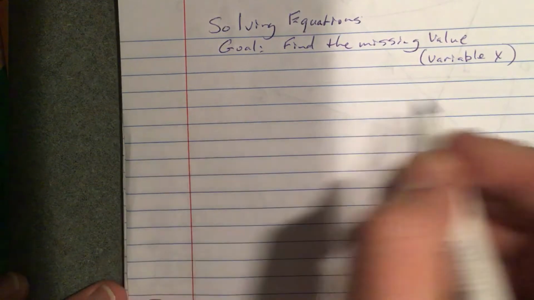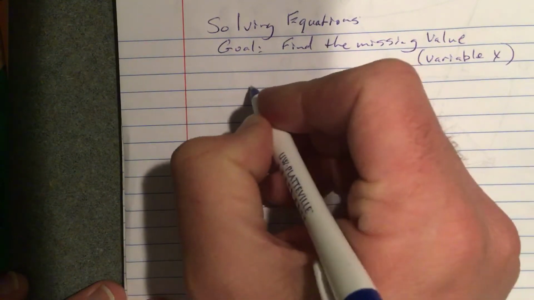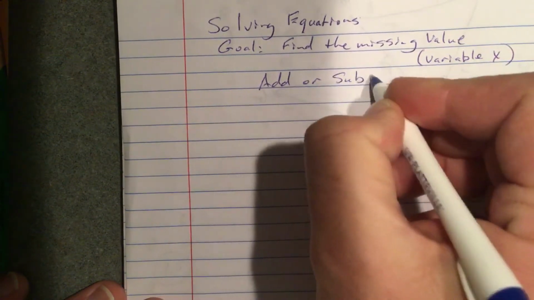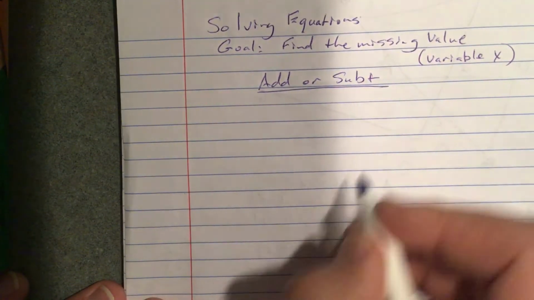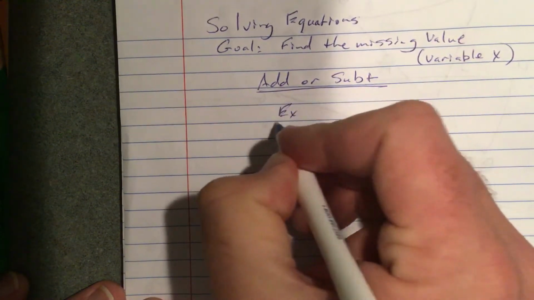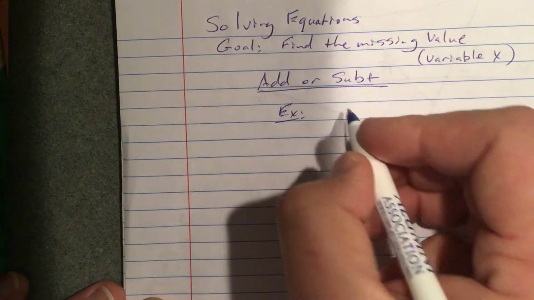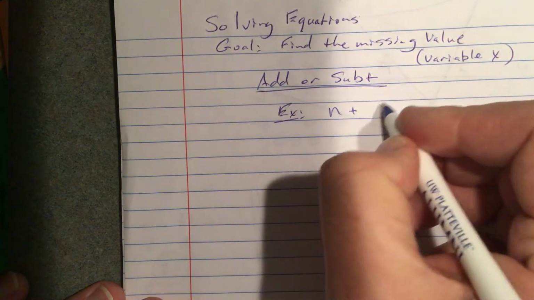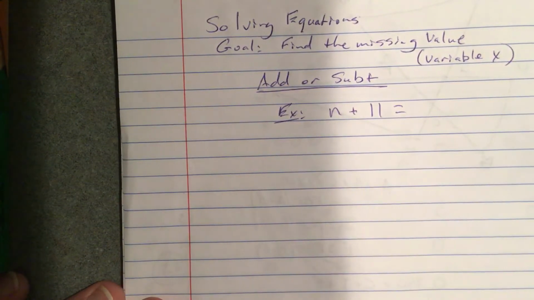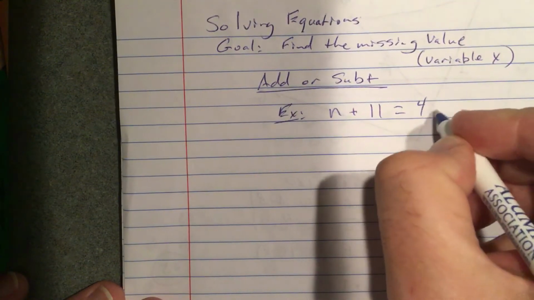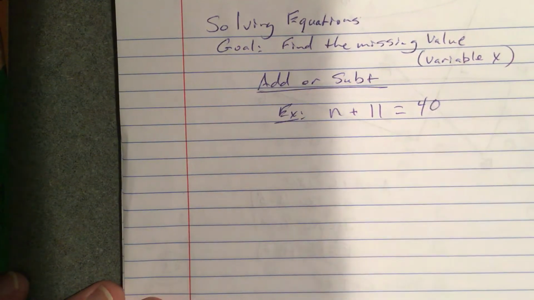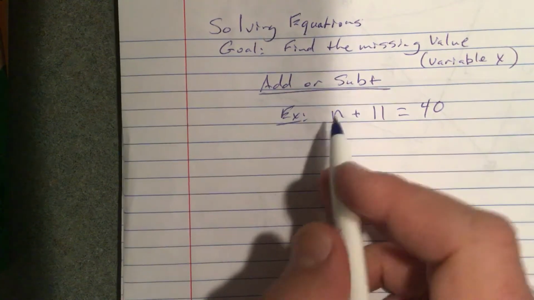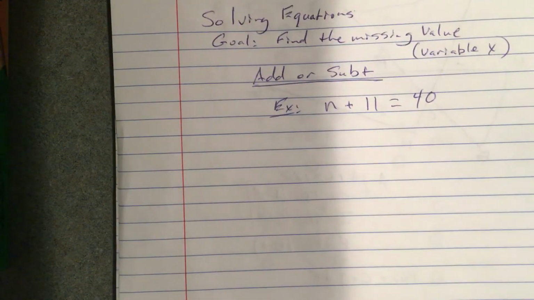Okay. So the first type of problems we were dealing with was when we had addition or subtraction. Okay, add or subtract. So something like this. If we had, say, and I'll use n instead of x just because x sometimes gets confused, n plus 11 equals 40, okay? So we're really trying to figure out what value do we add to 11 to get 40, okay?